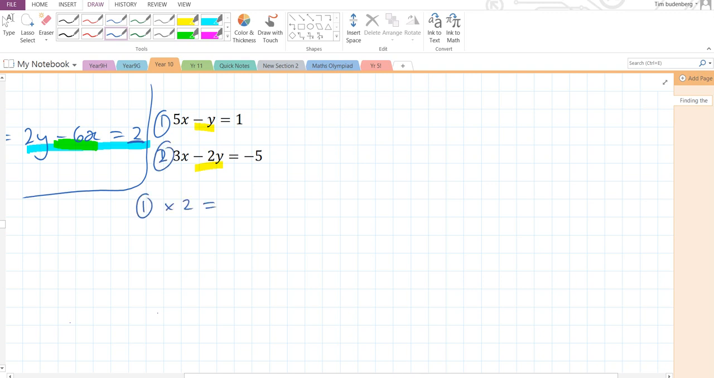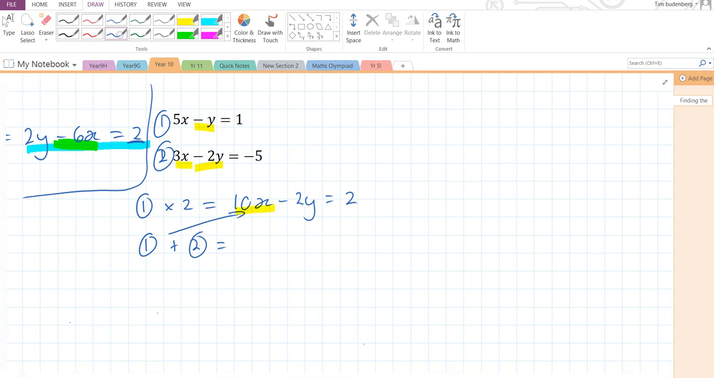I'll do this in 2 steps. Equation 1 times 2 will give us 10x minus 2y is equal to 2. I'm then going to do our new equation 1, which is that there, plus equation 2, and add them together. Now that gives us 10x plus 3x is 13x. It gives us negative 2y and negative 2y.